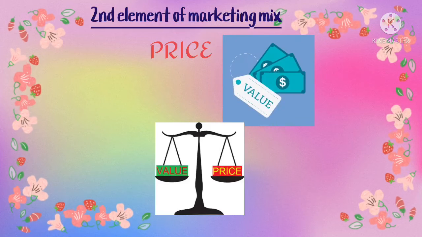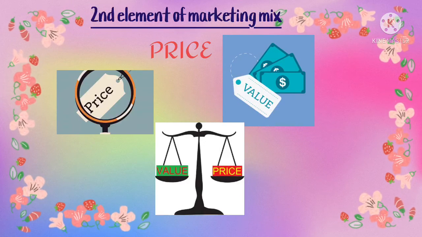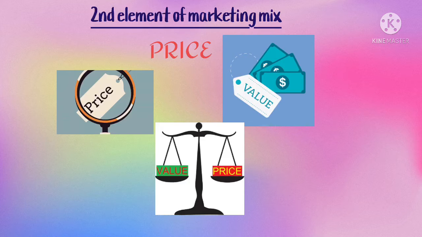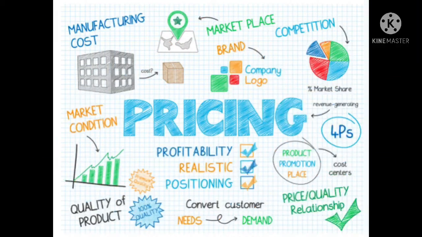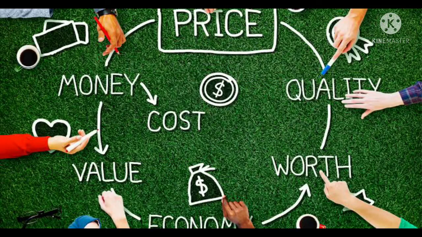Today we will be discussing the second element of marketing mix, that is price. Price is the value given to a product, which a buyer passes on to the seller in lieu of the product or services provided. Price is one of the important elements of marketing mix, because customers are very sensitive to this element. So a little variation in the price may shift your customers to a competitor's product.